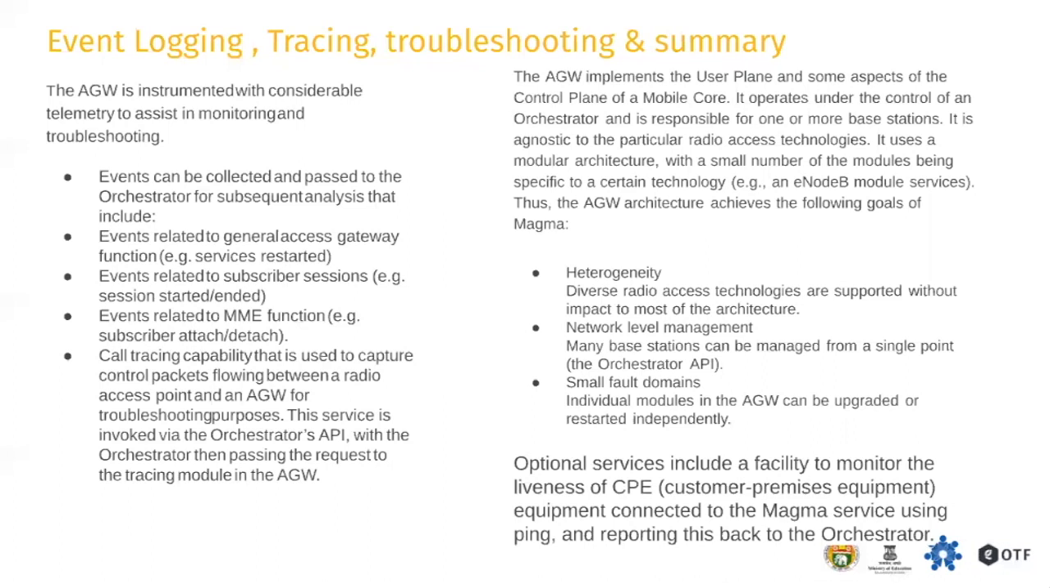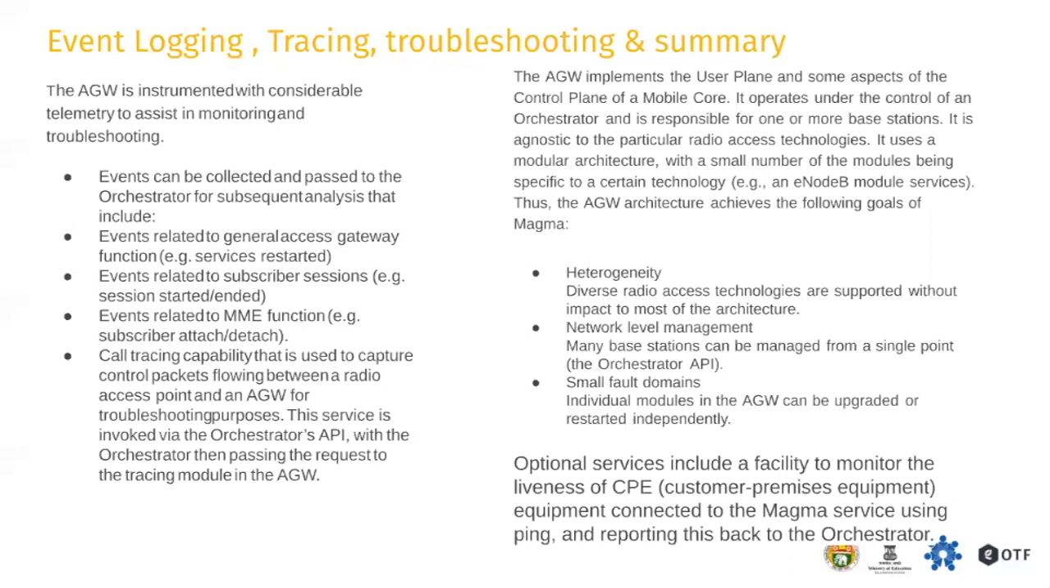So what we see from here is the goals stated for the AGW architecture: it should be heterogeneous. That means you provide diverse radio access technology support without impact to most of the architecture. So the architecture is neutral. It will support any of the access technologies, and you have to hide the radio technology behind the eNodeB or the gNodeB or whatever. But generic interfaces are available, and you are going through gRPC internally, so the rest of the things fall in place since it's all cloud native.